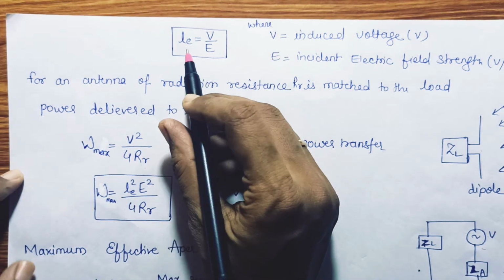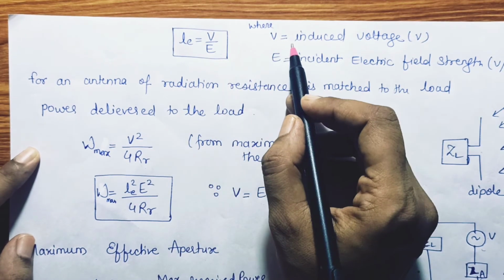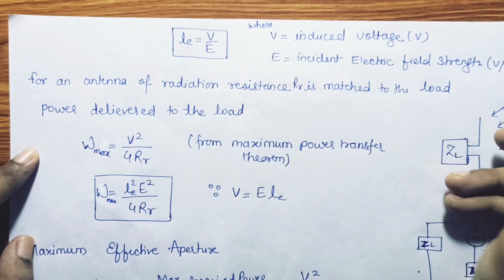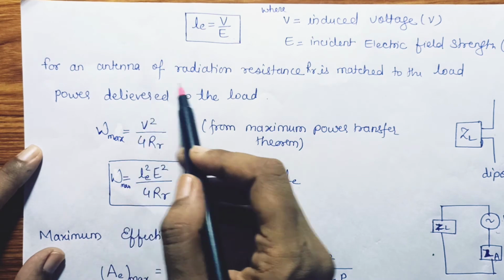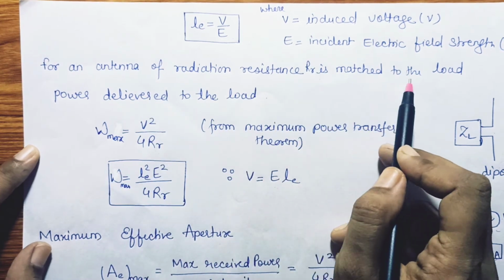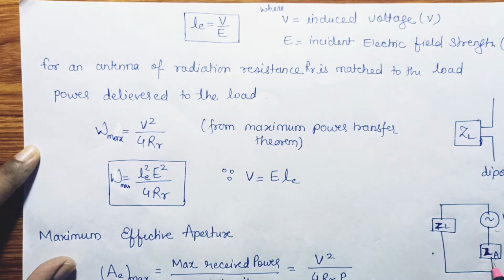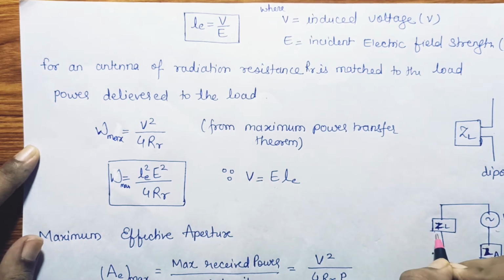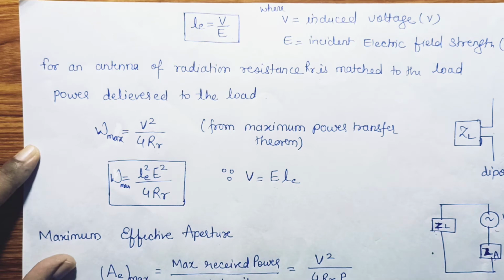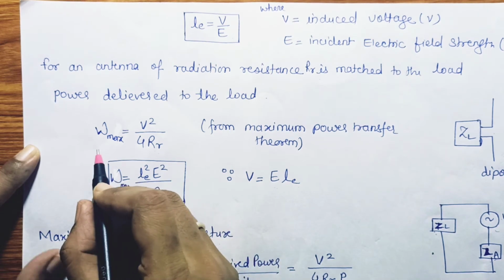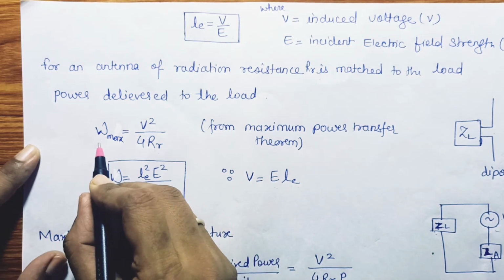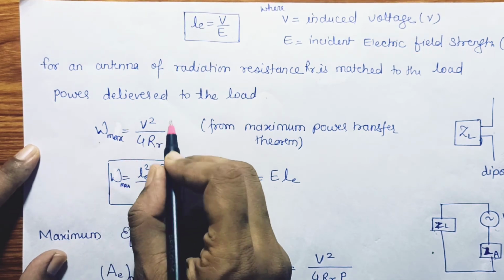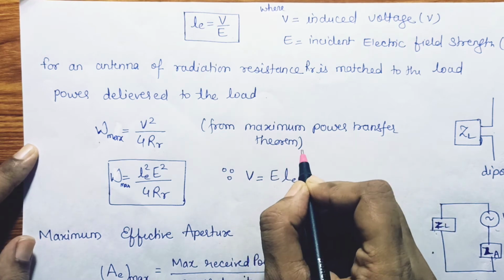Now effective length L is equal to V by E. V is the voltage induced, E is the incident electric field strength in volt per meter. For an antenna whose radiation resistance RR is matched to the load, if radiation resistance is matched to the load, then we have maximum power at the load. This is the voltage induced. Then we have maximum power delivered to the load. W max is equal to V square by 4 RR. This equation we can get from the maximum power transfer theorem.